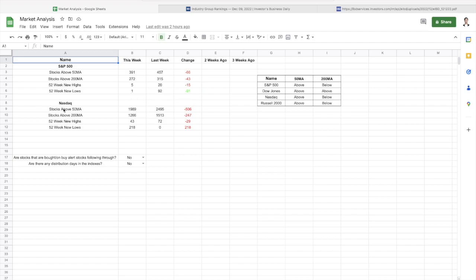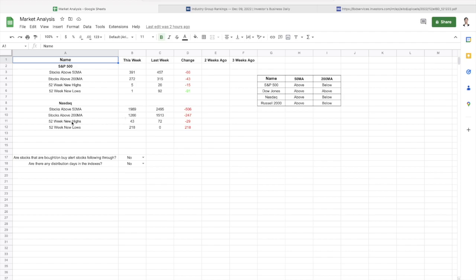As for the Nasdaq, for stocks above the 50-day moving average, 2 weeks ago there were 2,495. And last week there was 1,989. So that's a decrease of 506. For stocks above the 200-day moving average, 2 weeks ago there was 1,513 versus last week there was only 1,266. So that's a decrease of 247.